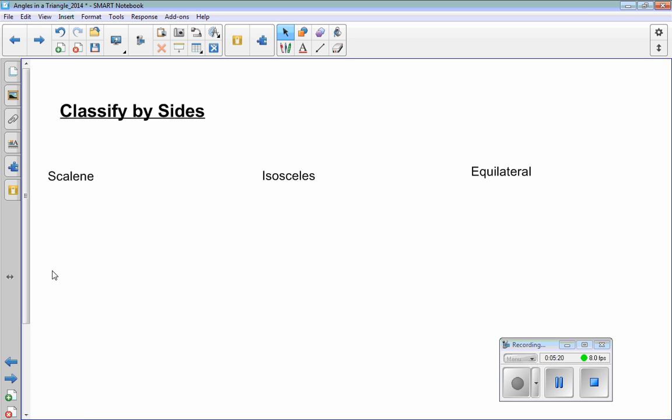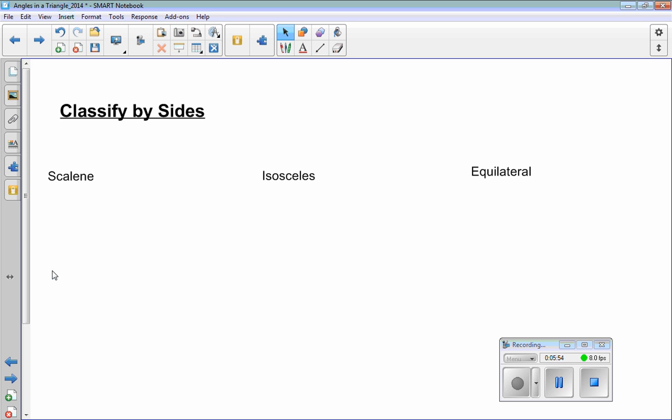Let's start with sides. So again, classify by sides, classify by angles. Write kind of small because you're actually going to glue these things down. You're going to put these words here, but you're going to find with the little triangles that you cut out an example of a scalene triangle, an example of an isosceles triangle and an example of an equilateral triangle. So go ahead and do some sorting for me. Look at the ones you cut out and sort them up.